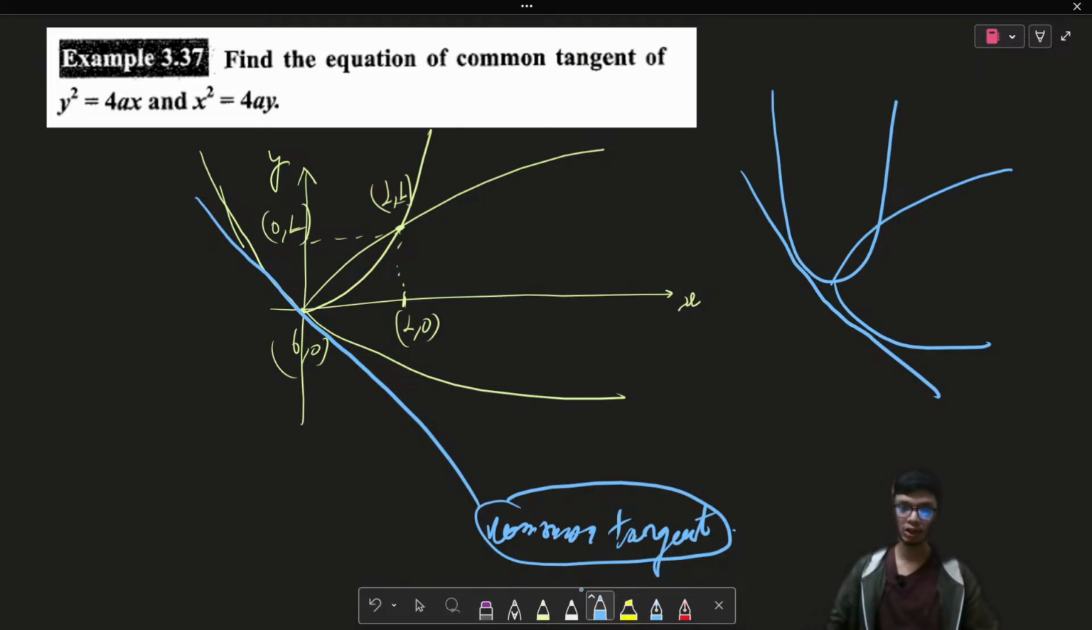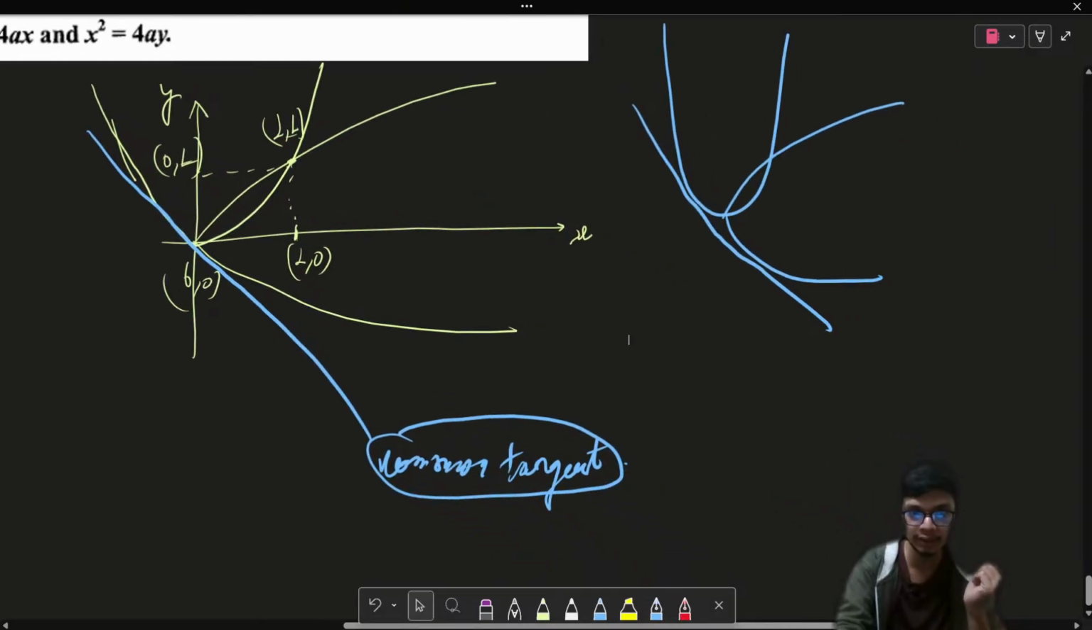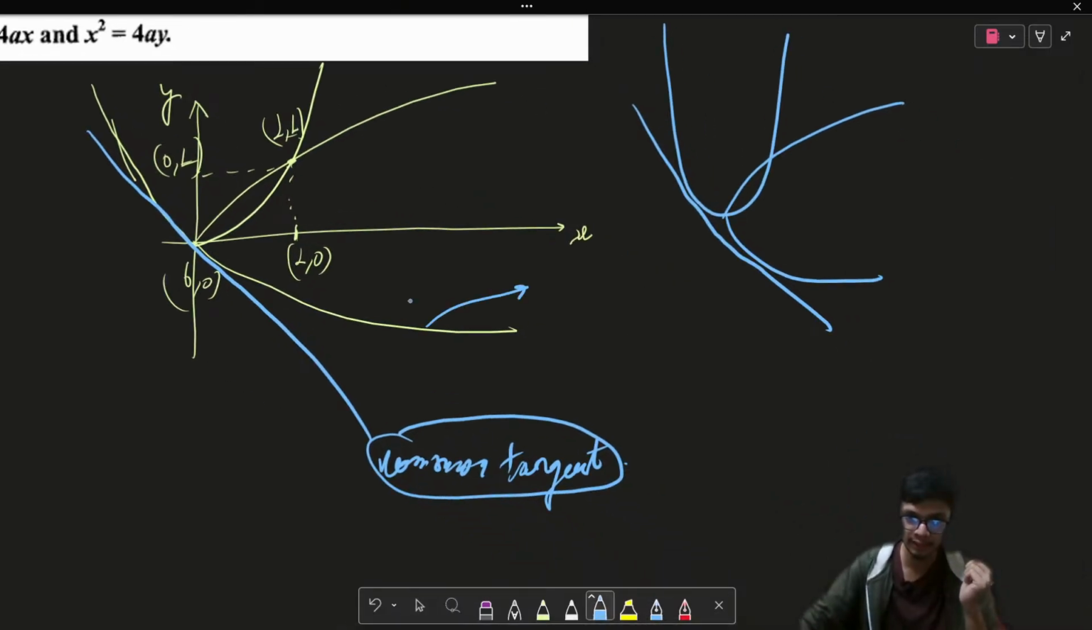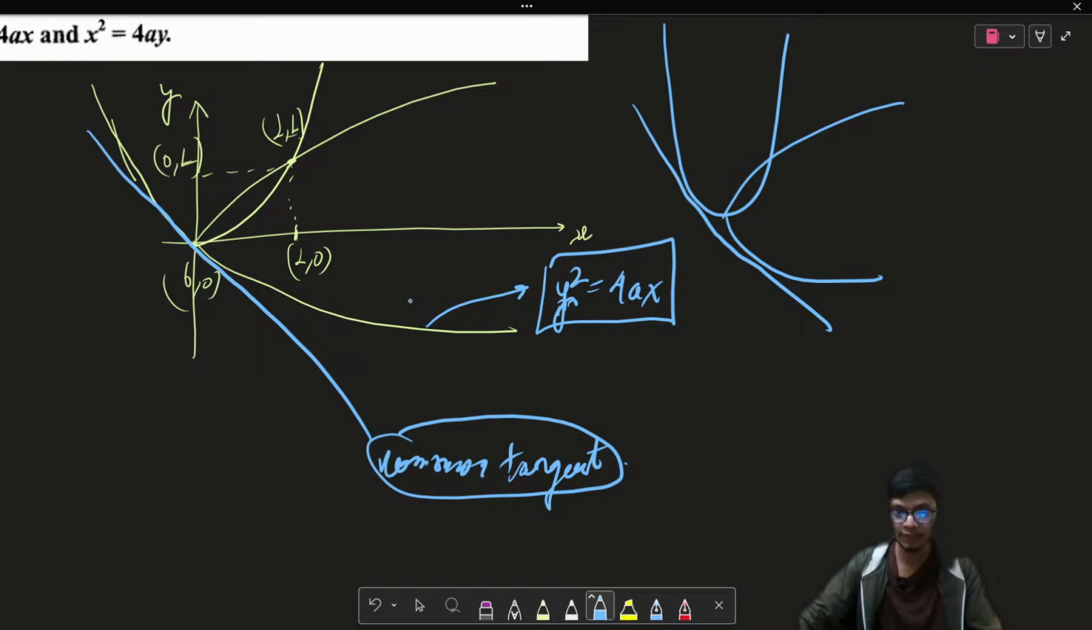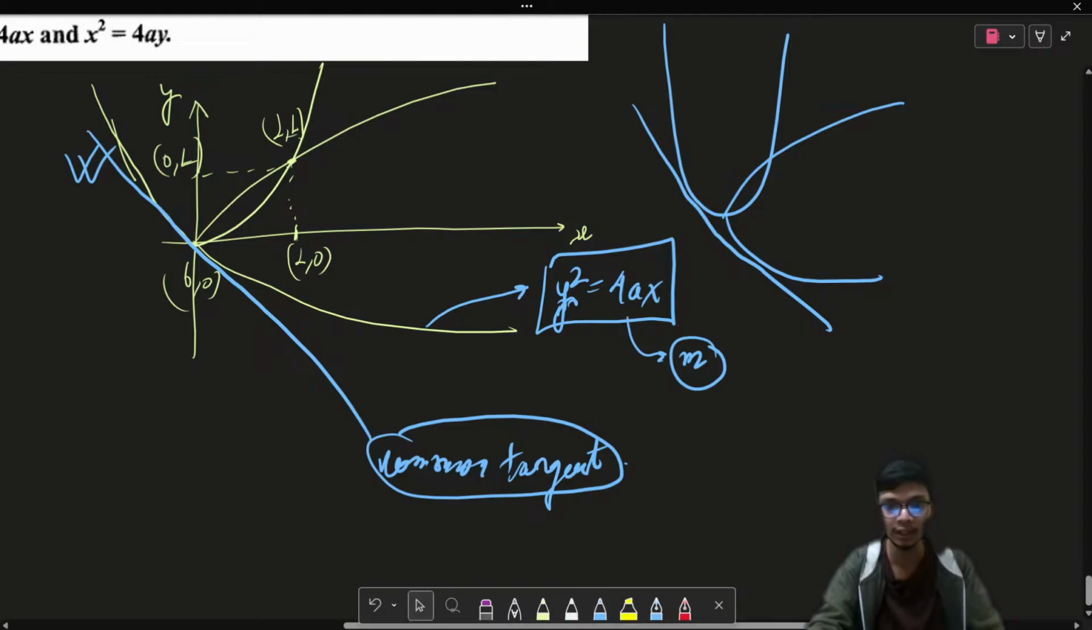Now, how to find the equation of the common tangent is a very simple exercise. You try to find the equation of the tangent to the first parabola. Let us say this parabola is given as y square is equal to 4ax. To this parabola, find the equation of the tangent in the slope form, and then satisfy this tangent condition with the other parabola to get the tangent condition, and from there you can obtain the relation for the common tangent. So from there you can get the value of the parameter m.